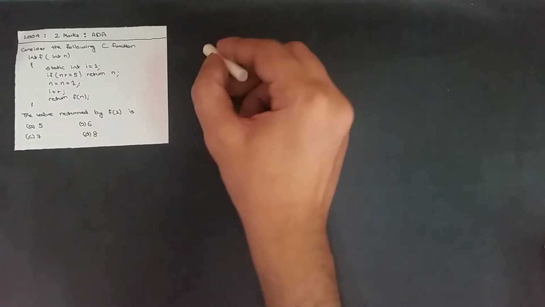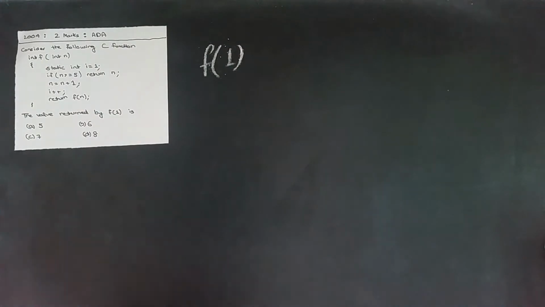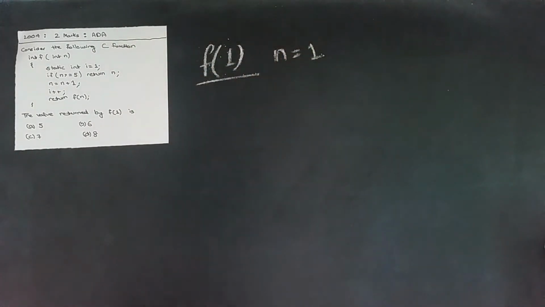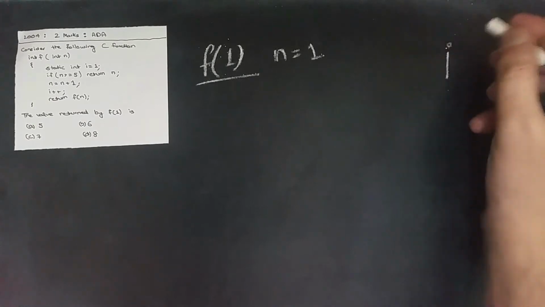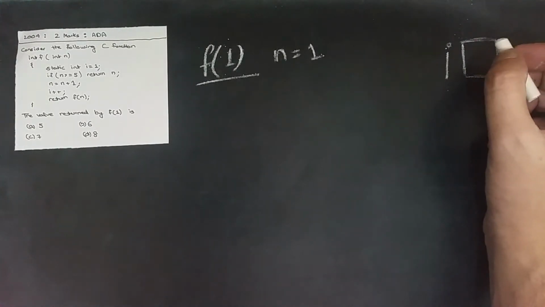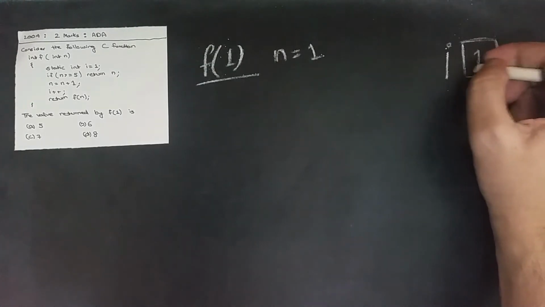First we'll have the input to f as 1, which will return the value of n. So first we'll say f1, which will have the value of n as 1. Now it says that a static integer is initialized with I is 1. A static integer is stored in a different part of memory than the normal variables, so it is initialized with value 1.